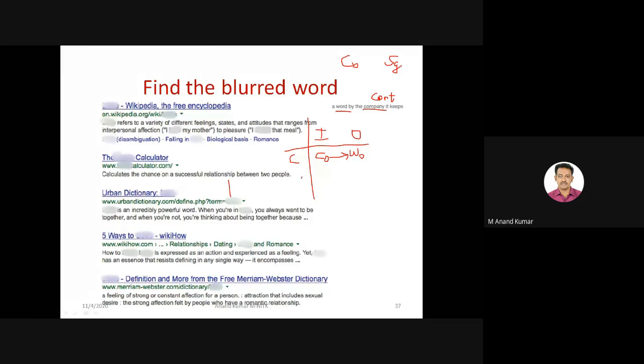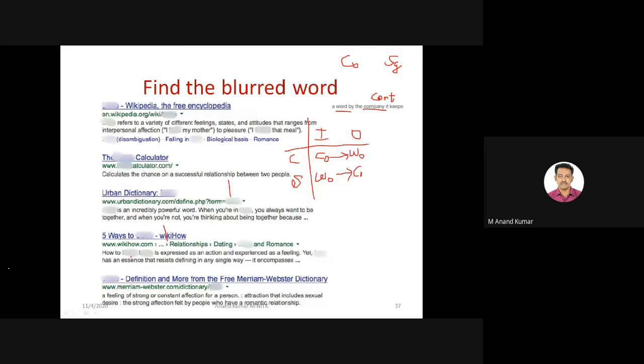The other model is the skip-gram model. This is the reverse of the CBOW model, where the input is words and the output is context.